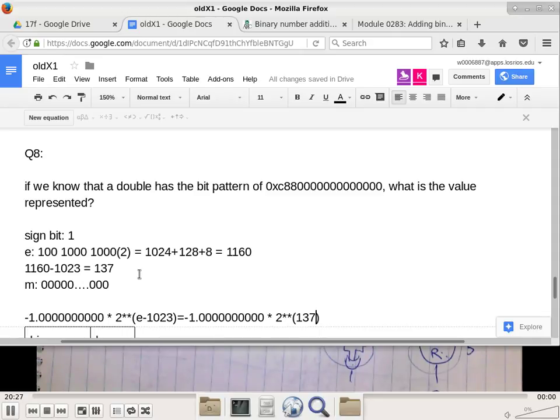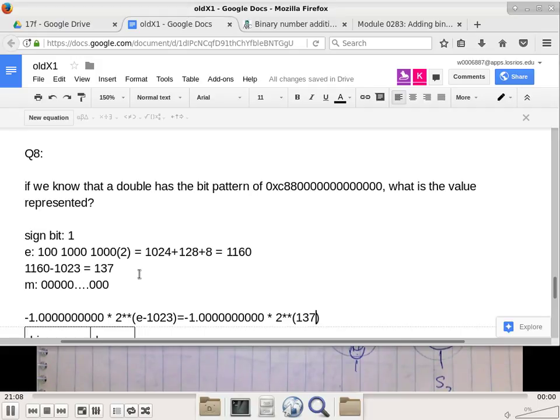That's the negative 2 to the power of 137 is the actual value represented by a double precision floating point number that has the bit pattern that is encoded in hexadecimal as C88 and then a whole bunch of zeros. Is that okay? So this is okay as an answer. If you just tell me the final answer is -1 times 2 to the power of 137, the way it is expressed, with all the steps expressed in between, is a good answer.